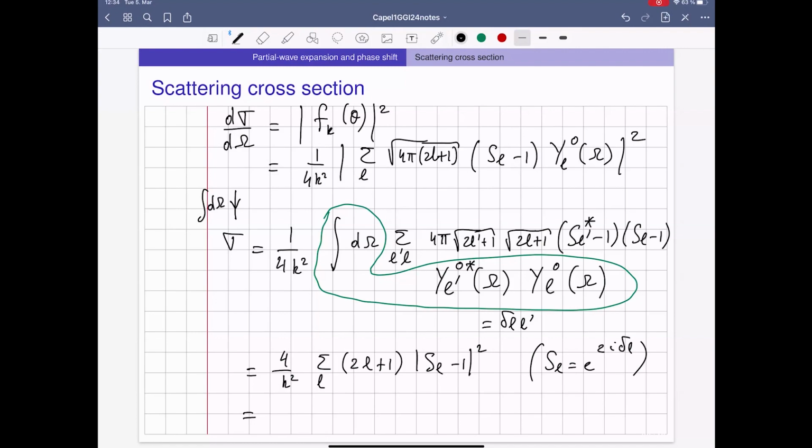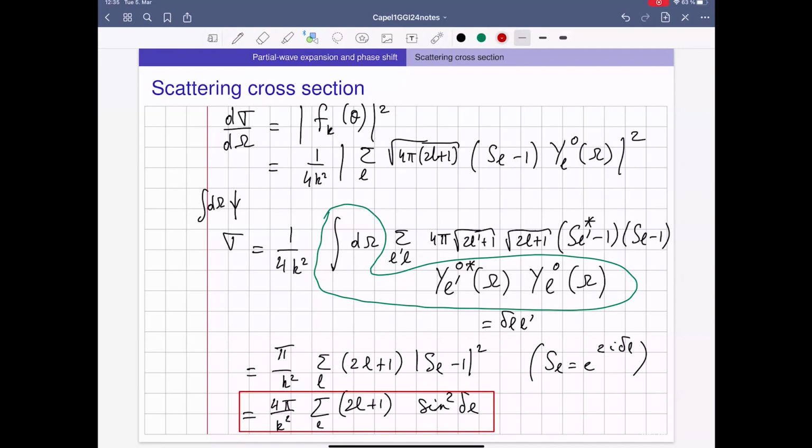And so this should give me pi. That's pi. And so what I get in the end is 4 pi divided by k squared, sum over l of 2l plus 1 sine squared of delta l. And so this shows that you can get the cross section directly from that phase shift.